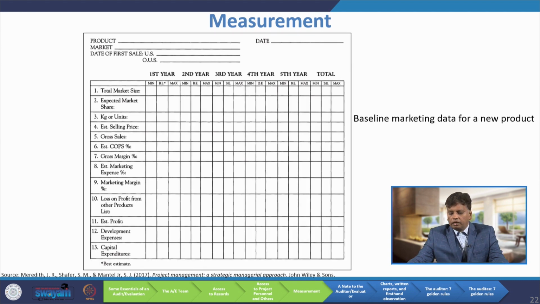Now, this is baseline marketing data for a new product. So, from this form, what can we do? We can collect some information. For example, for total market share, we can say what is the minimum, then what is the best estimate, and what is the maximum for the first year. So, over a period of time, with respect to total market share, we can find out the minimum, maximum and best estimate. So, this measurement will be useful for the further auditing process.